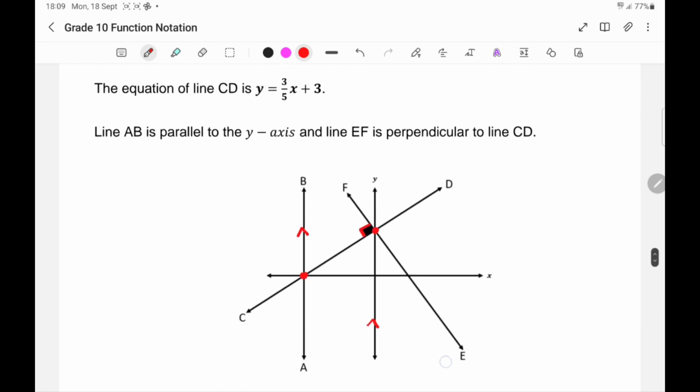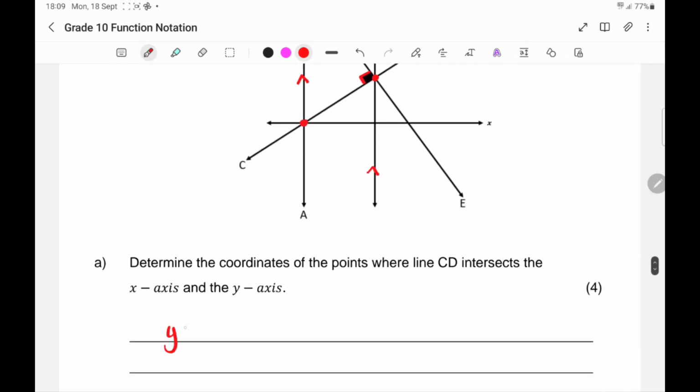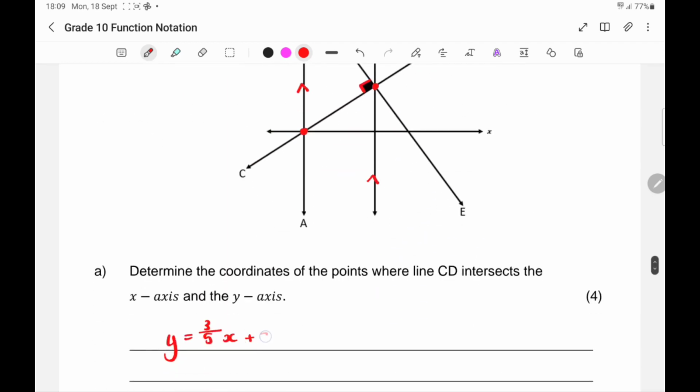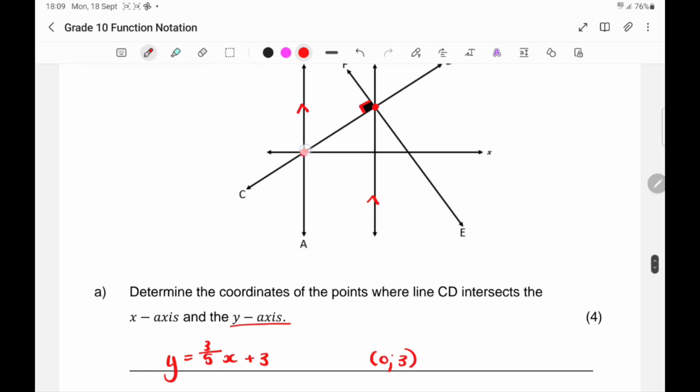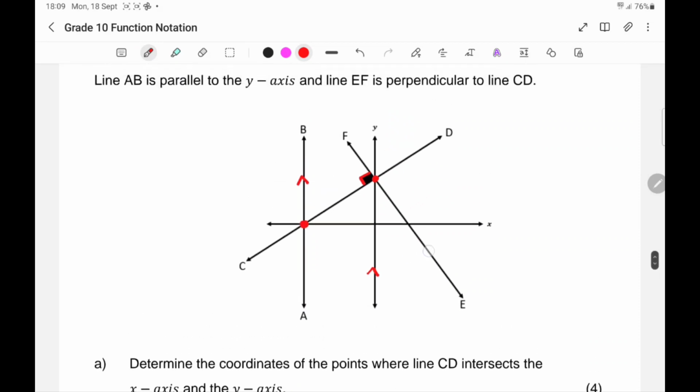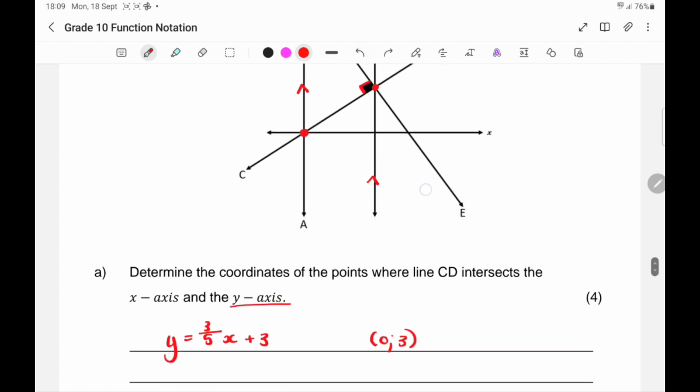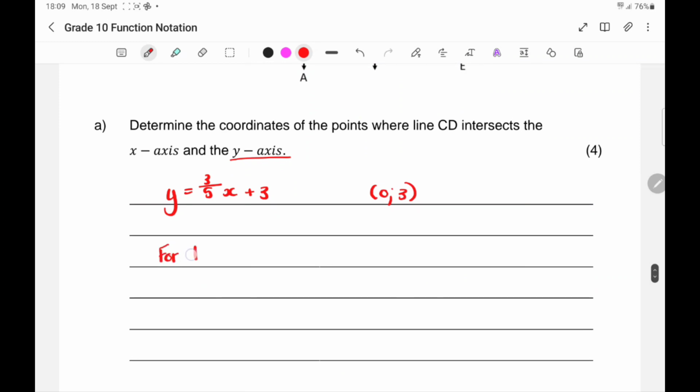All right, so we've got the equation y is equal to 3 over 5x plus 3. So this coordinate, you can see, is the y-intercept. Okay, so we know that the y-intercept is going to be 0, 3 without even a calculation. But now for the x-intercept, we have to make y equal to 0. Can you see there is where the y is 0. So for the x-intercept, y is equal to 0.